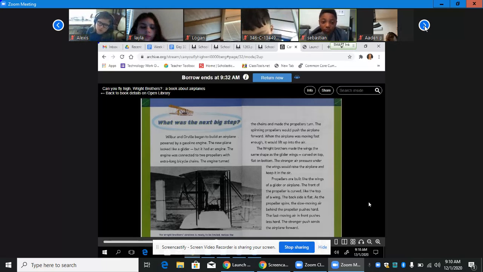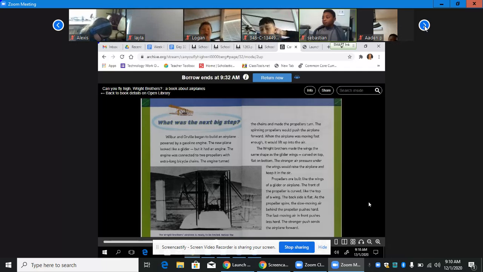The engine was connected to two propellers. Remember, the propellers are what spins. With extra long bicycle chains. Why would they put bicycle chains? Where did they get that idea? From the bicycle shop. Very good. The engine turned the chains and made the propellers turn. The spinning propellers would push the airplane forward. When the airplane was moving fast enough, it would lift up into the air.